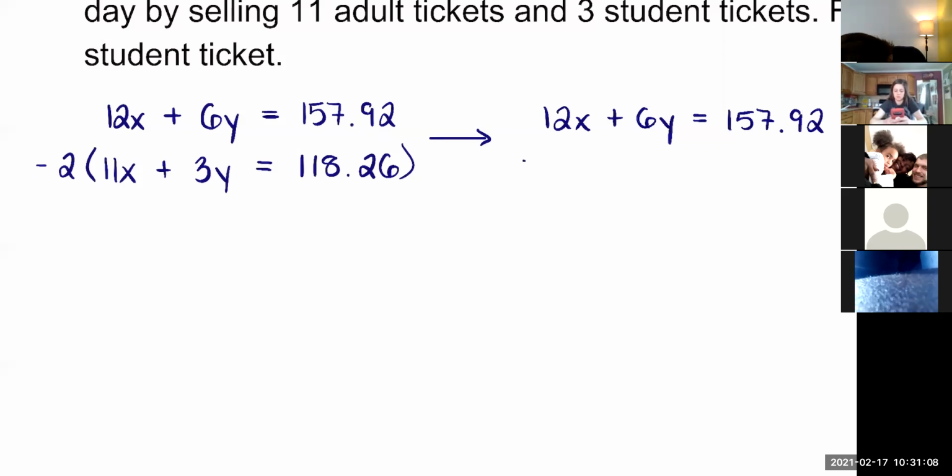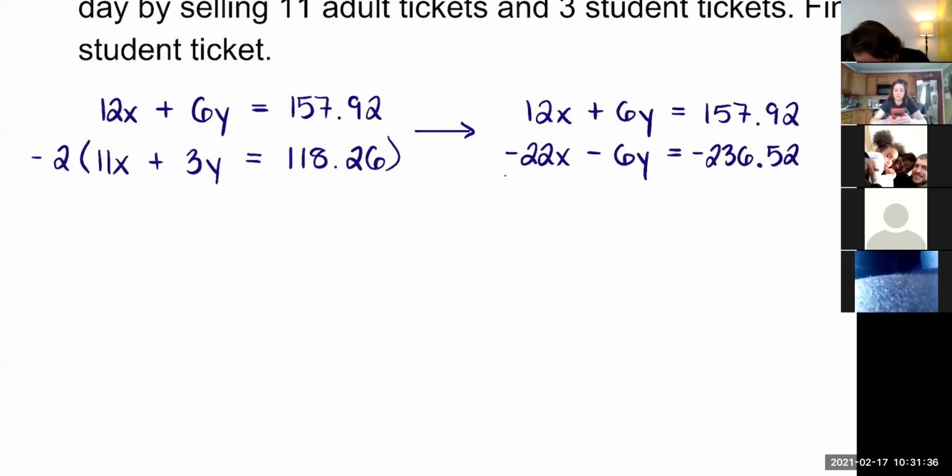So negative 22x, negative 6y, and here's where I would grab a calculator as well. 118.26 times a negative 2. That is negative 236.52. And I'm happy now because the y's have those opposite coefficients that we're looking for.